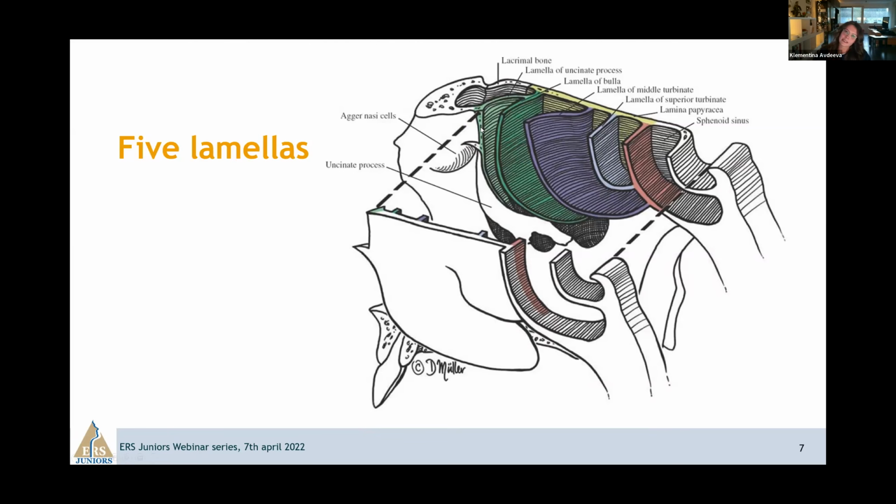The first lamella is the lamella of the uncinate process. The second lamella is the lamella of bulla. The third lamella is lamella of the middle turbinates. The fourth is lamella of the superior turbinates, and sometimes there is a 5th present, lamella of the supreme turbinates. We will move through the lamellas one after another.